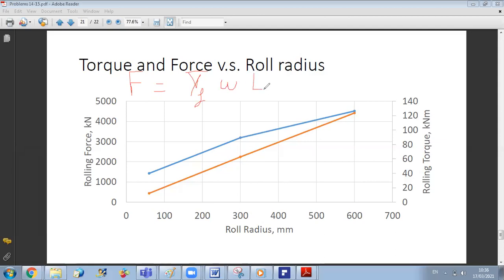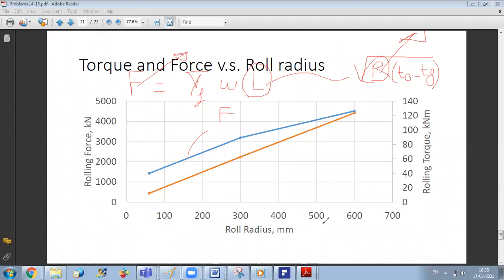What will change is L, which is the contact length between the work part and the plate. The contact length is defined as the radical of R times (T0 minus T final). Here, we are not changing T0 and T final, we are just changing R. So from this formula, we can see that F is proportional to radical R. So when R increases, of course, F will increase. We can expect that the rolling force will increase with increase of radius. And in this figure, the blue curve represents the variation of the force with the radius.